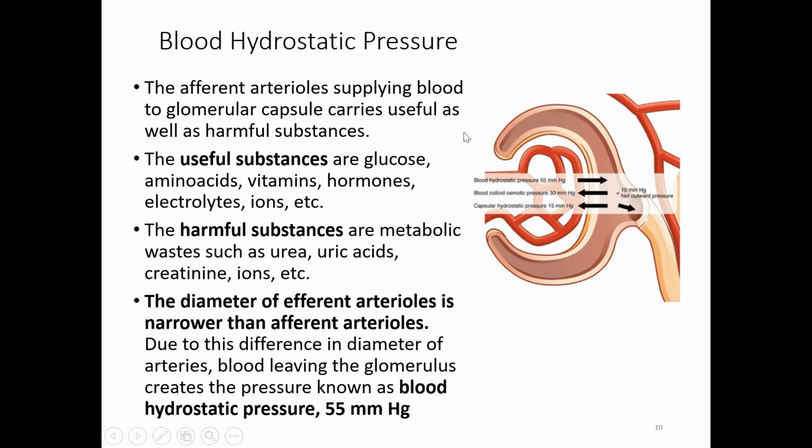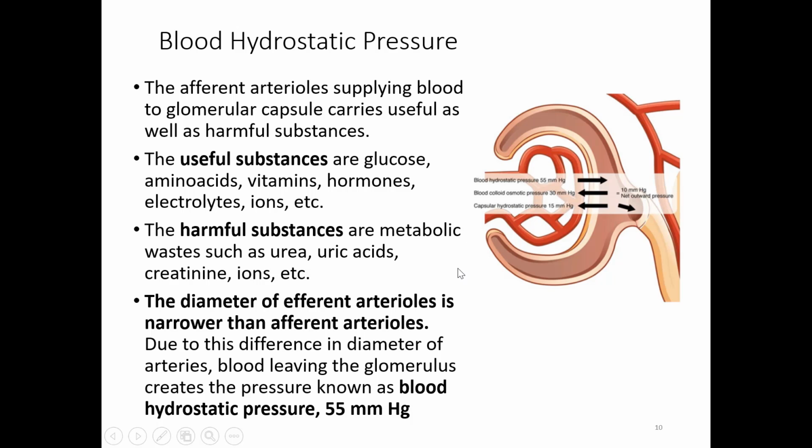Blood hydrostatic pressure. Those afferent arterioles supplying blood to glomerular capsule, they bring both good substances, useful for us, and harmful substances. The useful substances would be glucose, amino acids, vitamins, hormones, electrolytes, ions, everything we need for well-being. The harmful substances that should be removed with urine would be metabolic wastes like urea, uric acids, creatinine, some ions we don't need, and also different toxins and drugs.